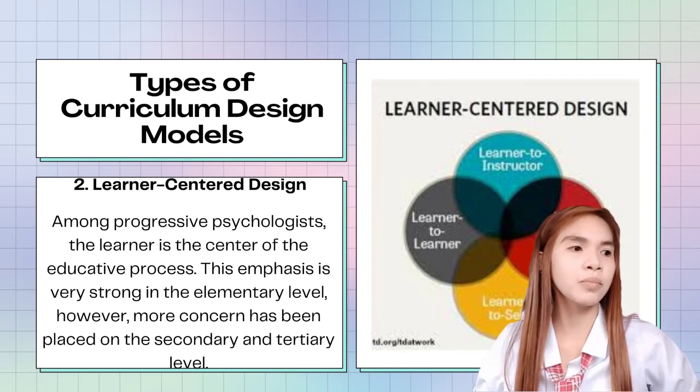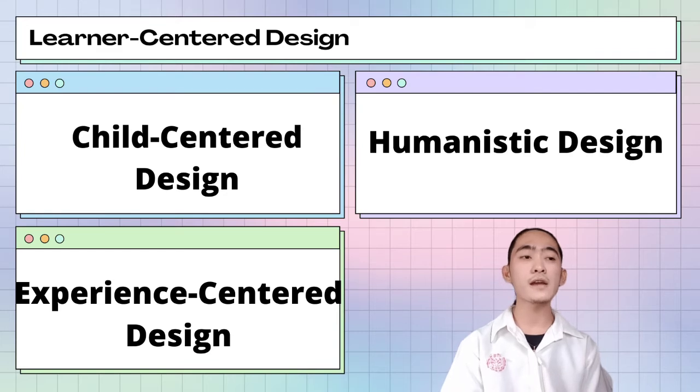Student-centered learning gives students the opportunity to decide two things: what material they learn and how they learn it. So here are some examples of curriculum designs which are learner-centered. Number 1 is child-centered design. This design is often attributed to the influence of John Dewey, Rousseau, Pestalozzi, and Froebel. This curriculum design is anchored on the needs and interests of the child.